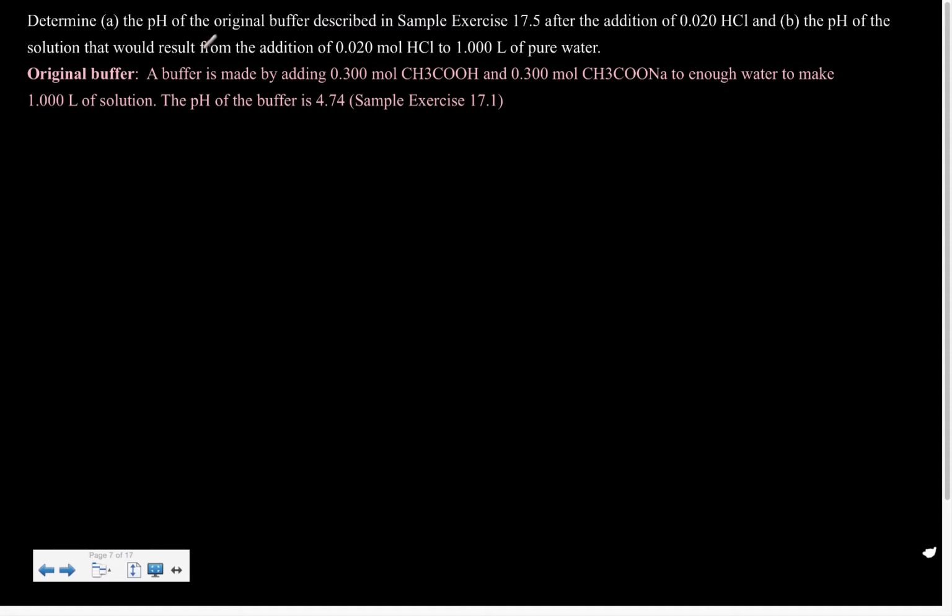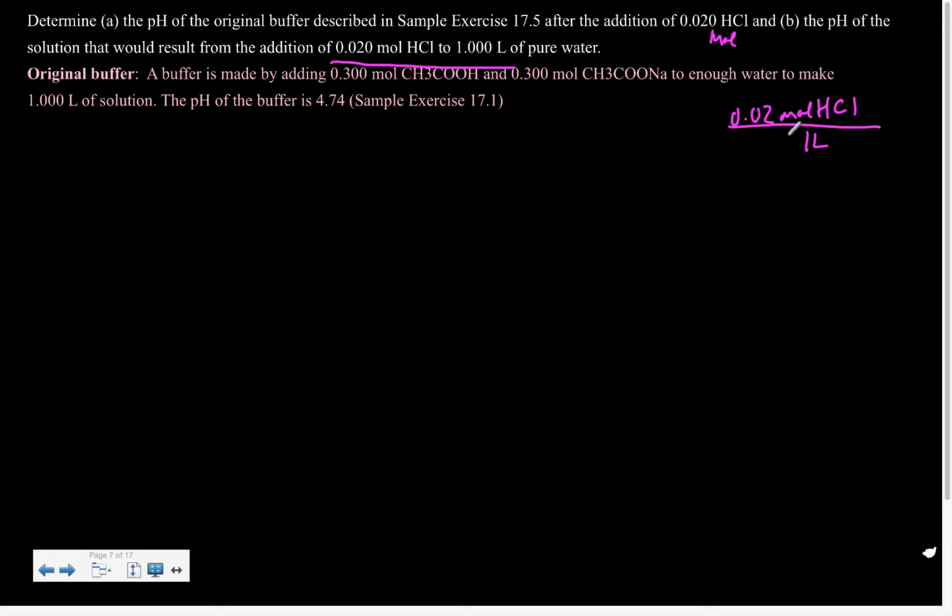Determine the pH of the original buffer described in sample exercise 17.5 after the addition of 0.02 moles of HCl, and the pH of the solution that results from the addition of 0.02 moles of HCl to pure tap water. First, let's talk about this one. This one's easy. If I add 0.02 moles of HCl to 1 liter of pure tap water, that's 0.02 moles of HCl in 1 liter, which means that's my molarity of HCl.